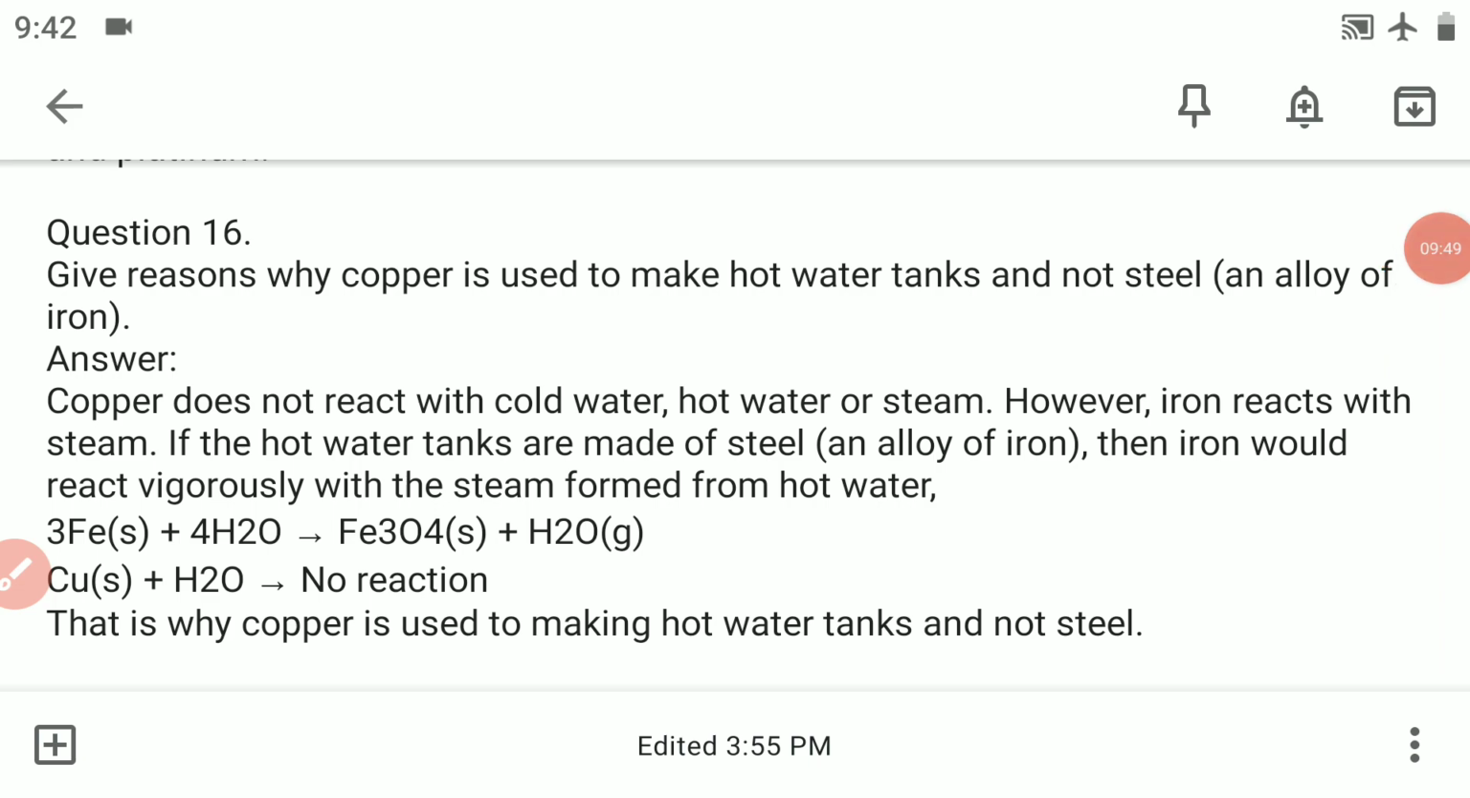This is the question and answer for SSLC science metals and non-metals.